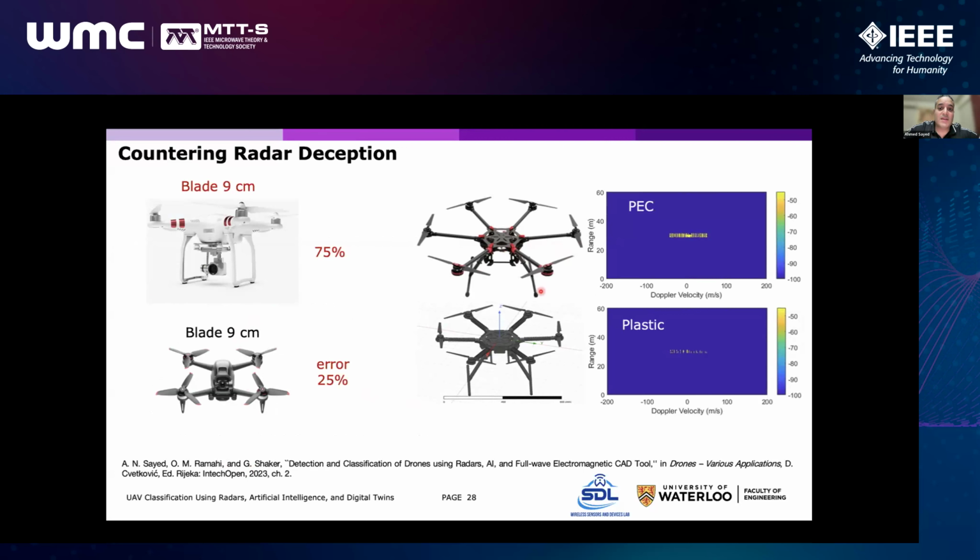Also, this shows the DJI S900 hexacopter drone and its model in HFSS, and its signature or range Doppler maps using PEG blades and when using classic blades. And this shows how significant the impact is of using coating materials that absorb microwaves to deceive radar systems.